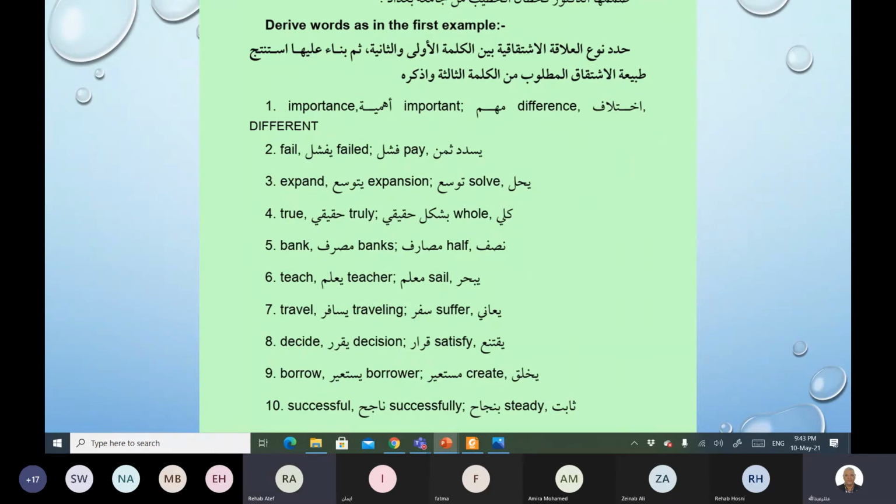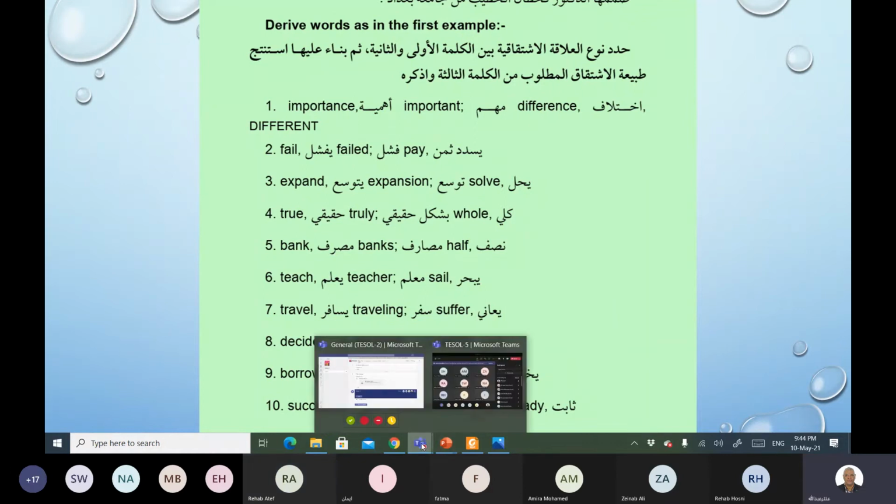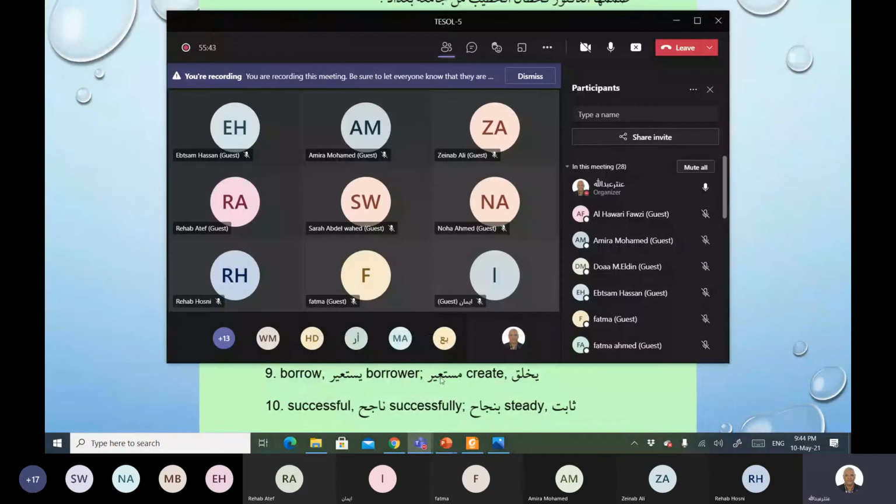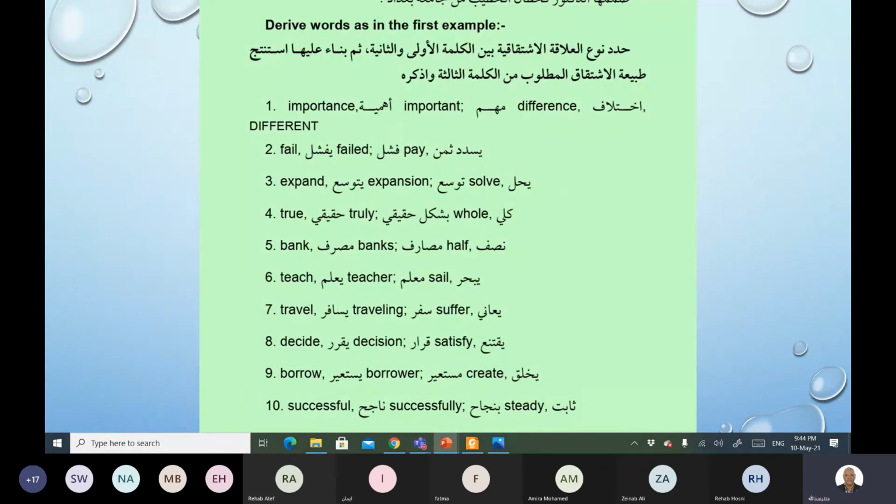الصوت مش واضح. حضرتك مش واضح. الآن هل الصوت أوضح ولا لسه ما زال؟ لا كده تمام. طيب اوكي.